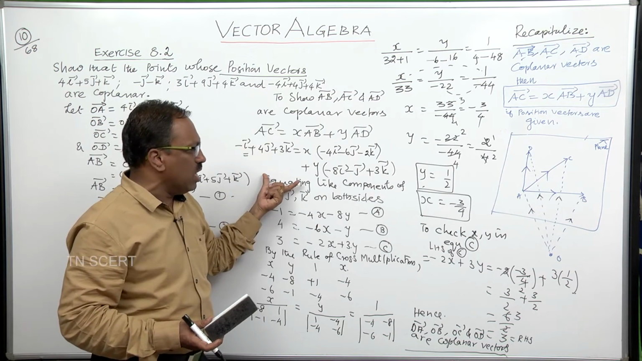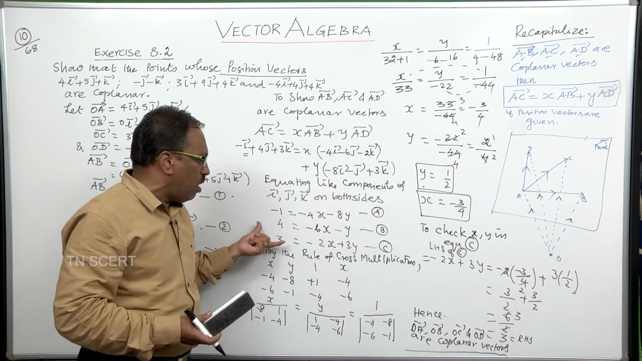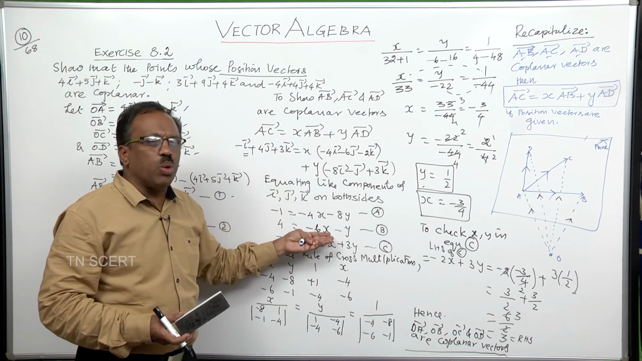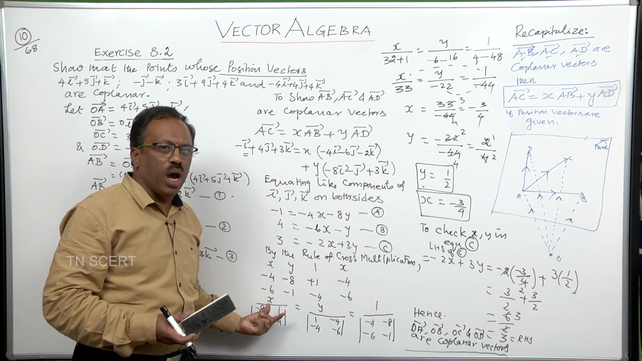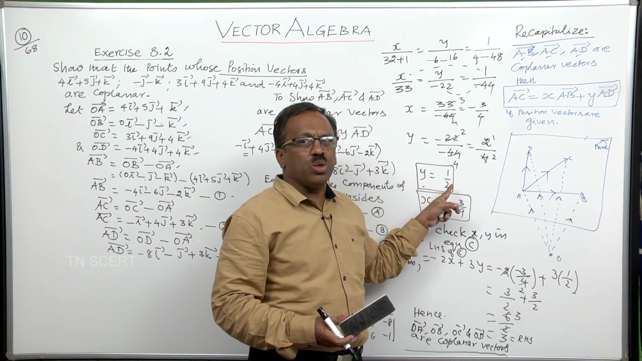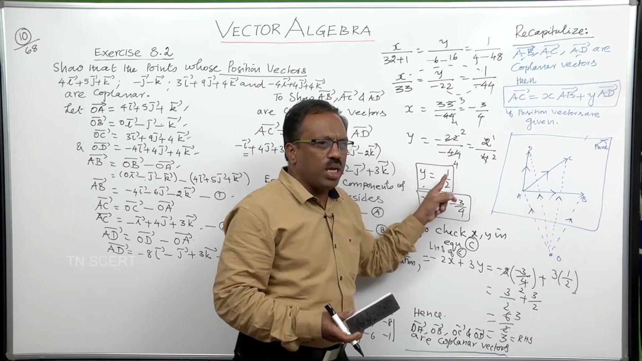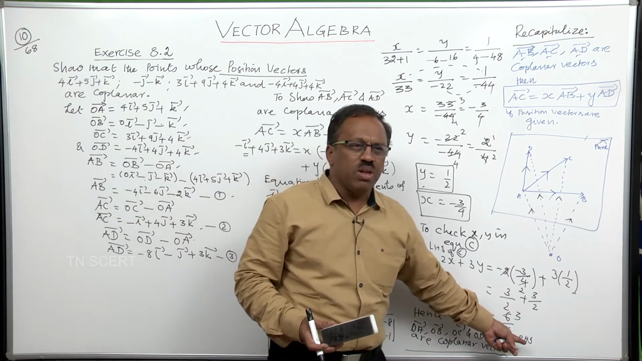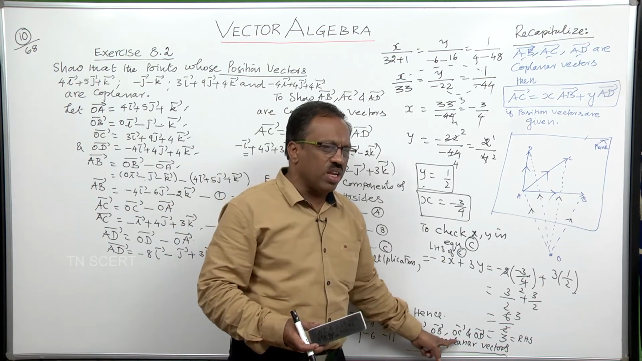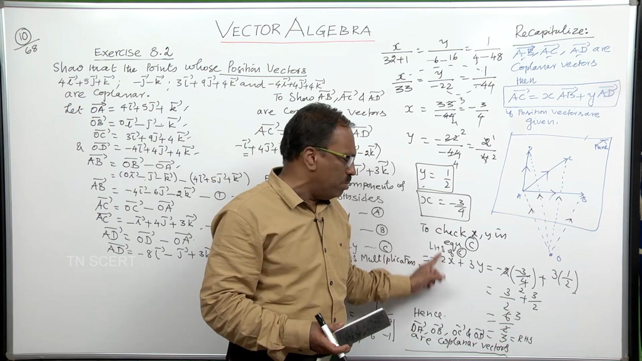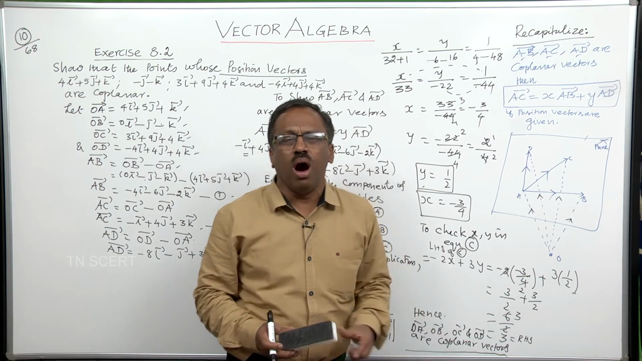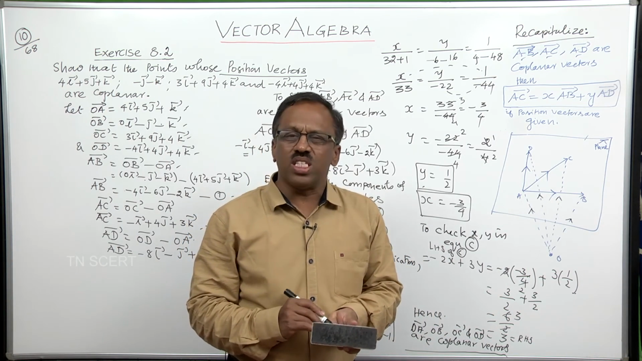So by taking this, equating like components, we arrive at 3 equations. Of all the 3, you take any 2 equations and solve for the values of x and y, by which I have found x as minus 3 by 4, y as 1 by 2. By substituting this x and y in the third equation, I have arrived at the value of 3. So that means all the 4 vectors are coplanar vectors, which proves the problem is correct. So that means OA, OB, OC and OD are coplanar vectors. With this, the problem is solved.